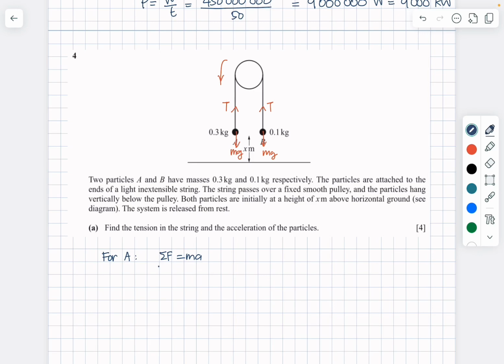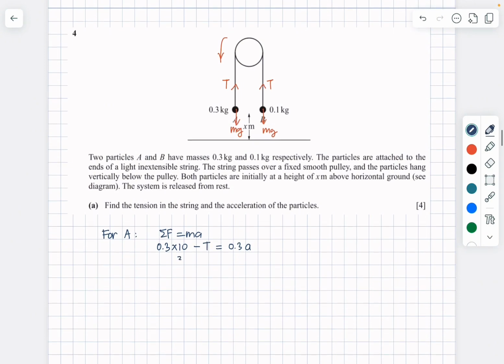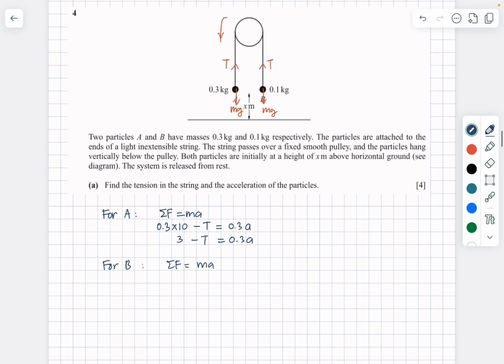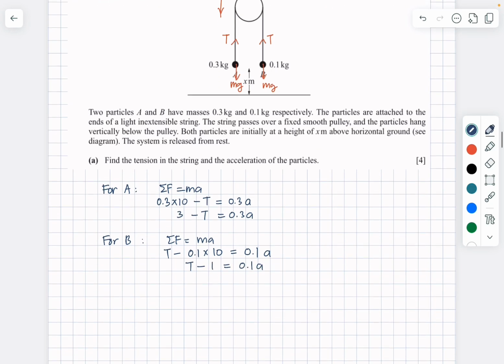We have 0.3 times 10 minus the tension equals 0.3 times A. And then 3 minus T equals 0.3A. For B, sigma F equals ma. Any forces parallel to the motion is positive. So for B, T minus 0.1 times 10 equals 0.1A. T minus 1 equals 0.1A.